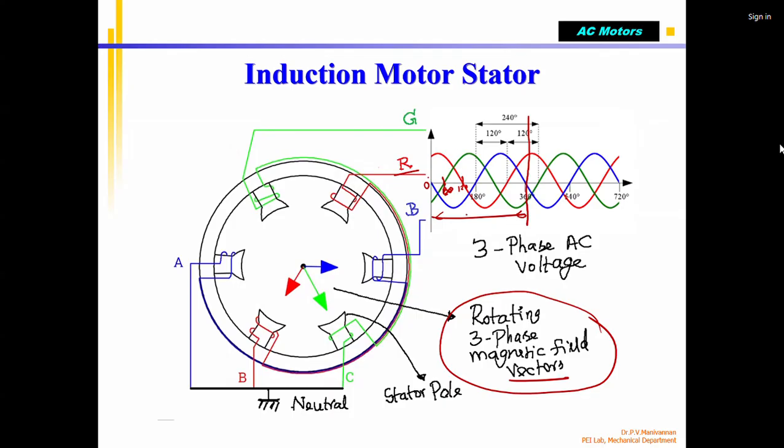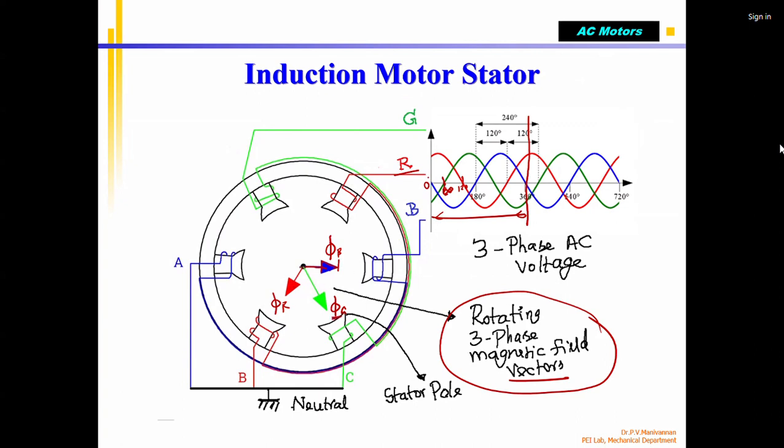Within that time, all three phases will go to maximum and minimum voltage. Because of that, being a vector, the length of the vector decides the magnitude of the magnetic field. You can see that the R and blue phases have some magnetic field. This is phi B, this is phi R, and this is phi G, the magnetic field due to the green phase voltage. This is the magnetic field due to the blue phase.